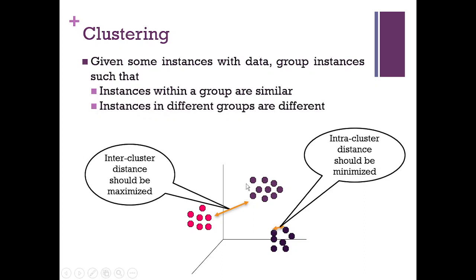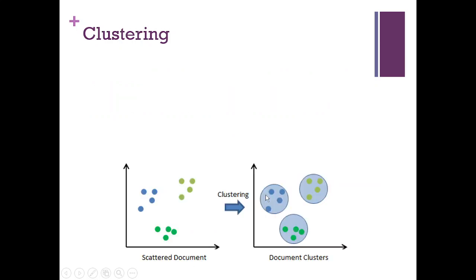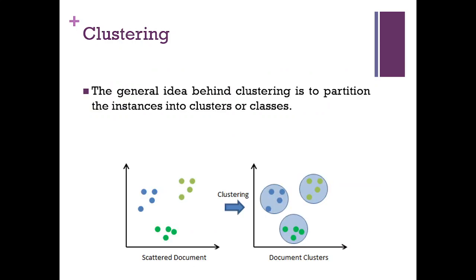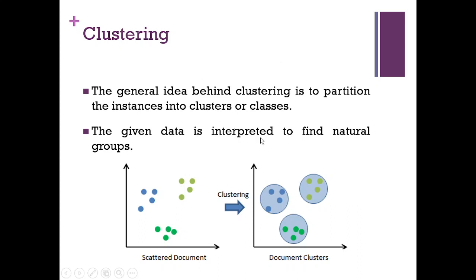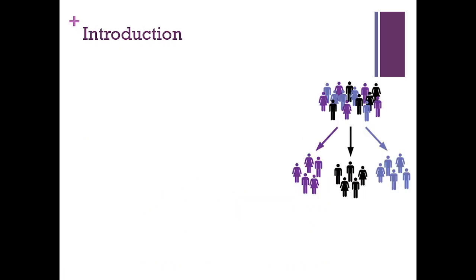while the inter-cluster distances, that is, instances that are in different groups, are different. That means the inter-cluster distance should be maximized. So dissimilar points should be as far apart as possible, while the similar points should be as close as possible. That is what clustering is. The three groups we obtained here are called clusters. Now, while talking about clustering, the general idea is to partition the instances into clusters or classes. The given data is interpreted to find out natural groups.